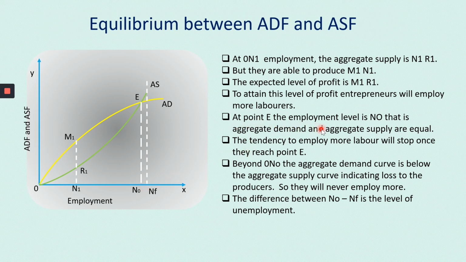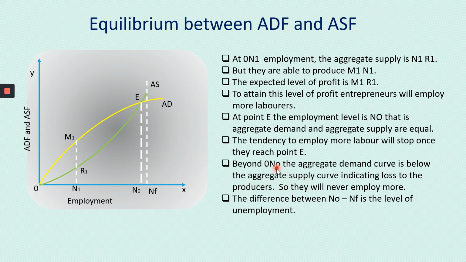So at point E, the employment level is N naught. That is, aggregate demand and aggregate supply are equal. The tendency to employ more labor will stop once they reach the point E. So up to this point E, the entrepreneur will be employing people. But beyond this, the tendency to employ more labor will stop. After this point E, he will not employ anyone. Beyond N naught, the aggregate demand curve is below the aggregate supply curve.